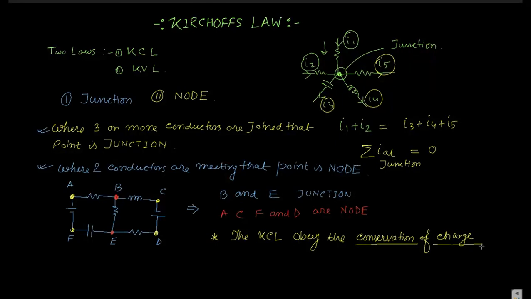In the next class I will start KVL and how the potential drop and potential gain can be considered, and whether the voltage drop across the resistance is positive or negative. To determine that, I will give 2 or 3 rules and short tricks by which you can easily determine the polarity of the potential difference, positive or negative. That is called the polarity.